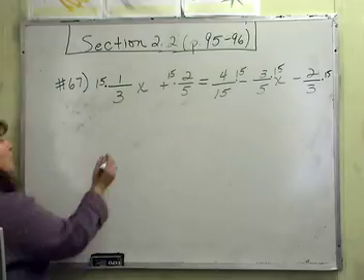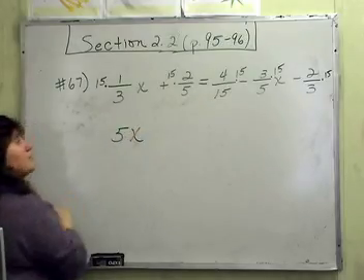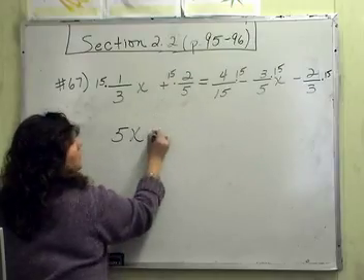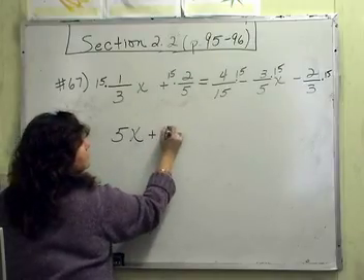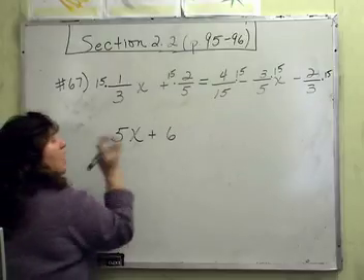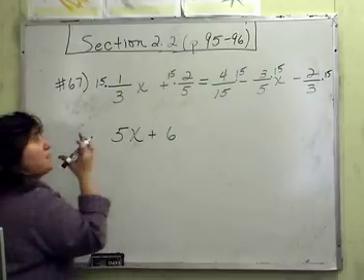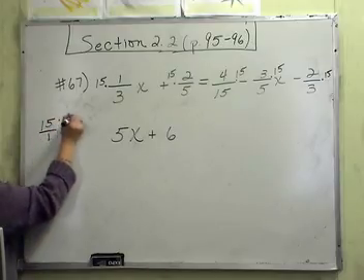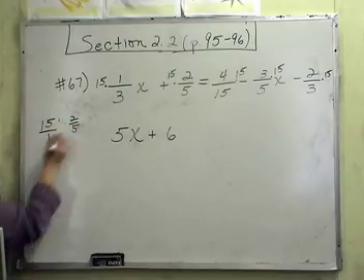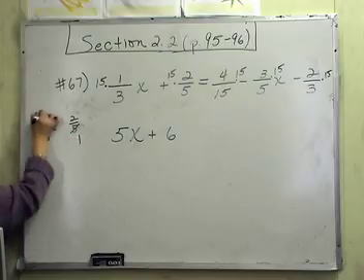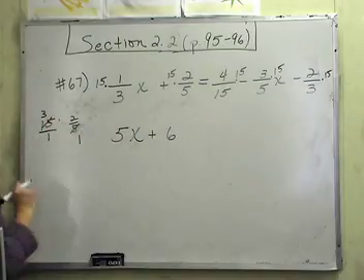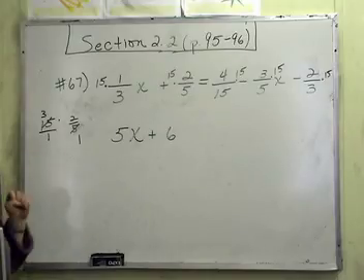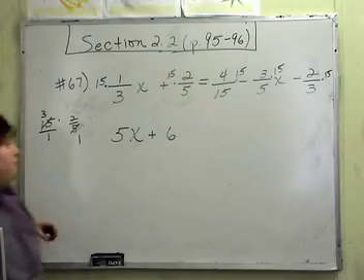15 times 1/3 is 5x. 15 times 2/5 will be plus 6. And what I'm doing is I'm multiplying. If you need to, take the scrapbook to the side. Take 15 over 1 times 2/5. The 5 and 15 cross cancel, 3 times 2, that's how I got the 6. I will not do this for every single step. I'm just showing you one example, and you can apply it.